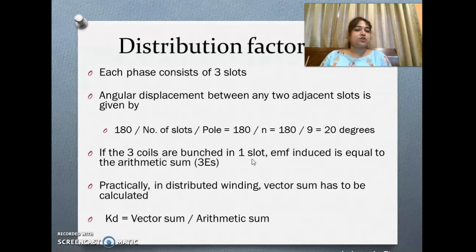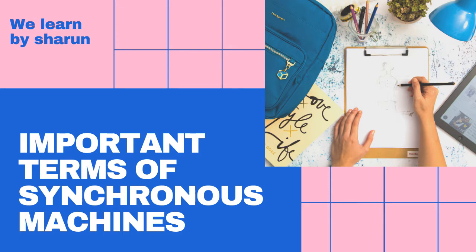So what is the distribution factor? The distribution factor is nothing but the ratio of the vector sum to the arithmetic sum. The vector sum is the sum of the EMFs when placed in a distributed type. The arithmetic sum is the sum of the EMFs when placed in the concentrated type of winding. Now what is concentrated winding?